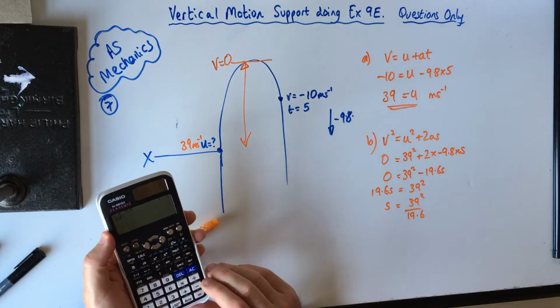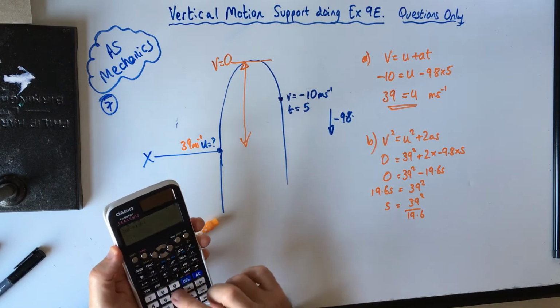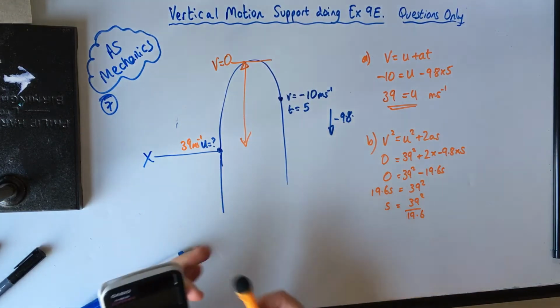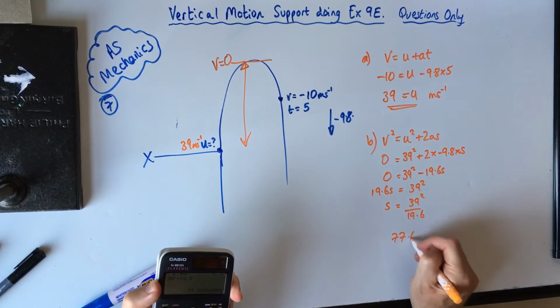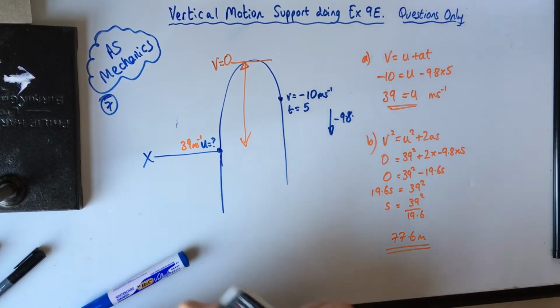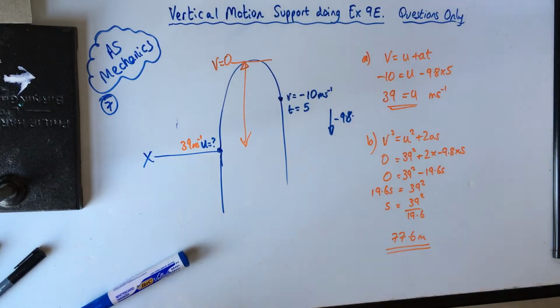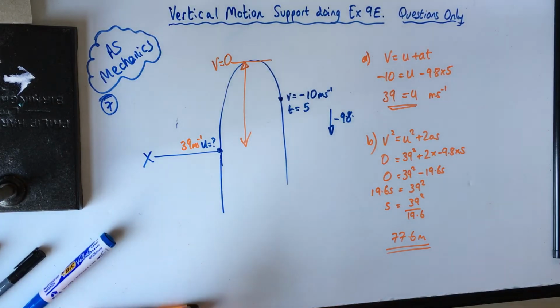39 squared divided by 19.6 is equal to that. So 77.6. So it reaches 77.6 meters. It's quite high, that, about a 10-story building as well. Okay, rounded off. So that's number 7. Number 9.